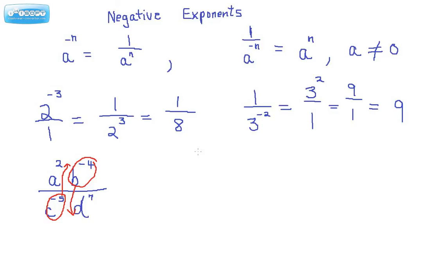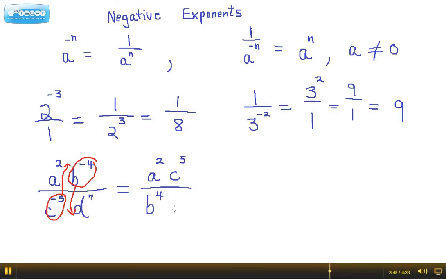Our a and our d are fine where they are, so we want to leave them as they are. And I'm going to take this c to the negative 5, and I'm going to bring that up, and that will become c to the positive 5. And then the b that had a negative 4, if I bring it to the bottom, that exponent becomes positive 4. And then we have d to the 7th already there. So here I've changed both of my negative exponents into positives by just changing their position in the fraction.